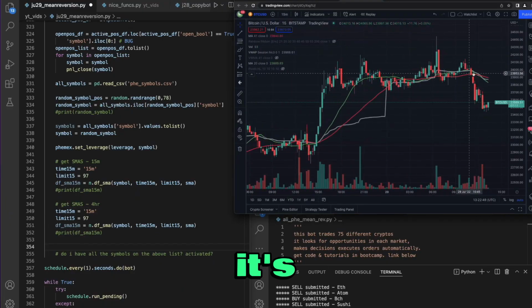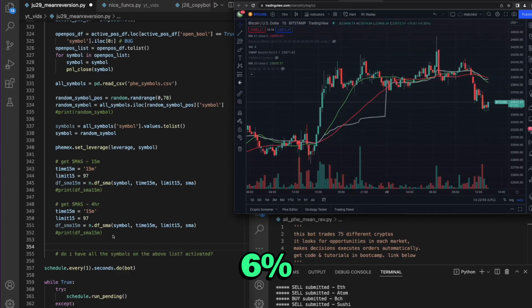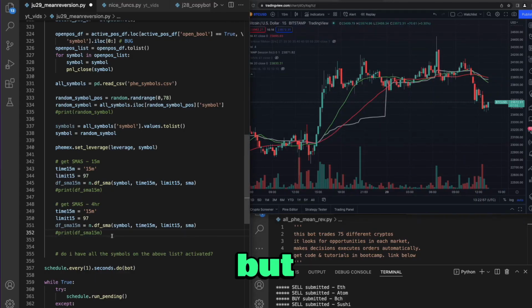So you can see it would be mean reverting right now. There's a 1% move there, and at 6x leverage, that's 6%. That's a pretty good little trade right there. But we don't have the bot done yet, so we got to get it done.